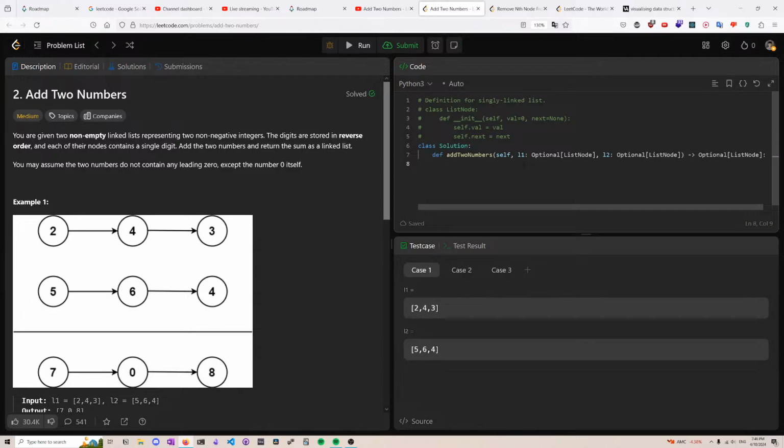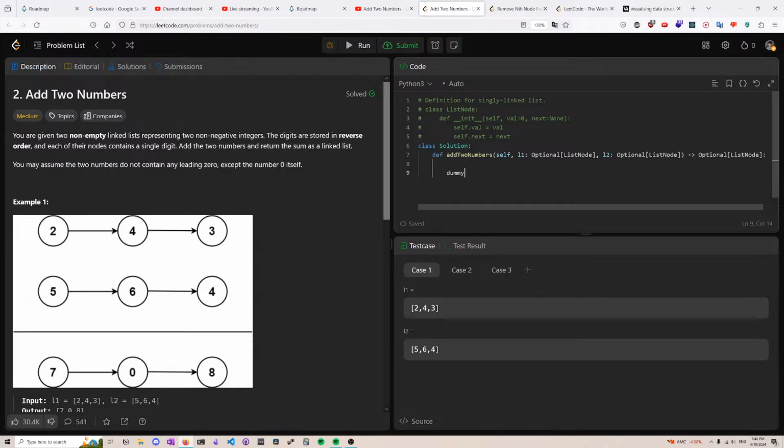Digits are stored in reverse order. Each of the nodes adds the two numbers. Okay, I think yes. So yesterday I tried this problem. I tried to just update the longer one. That's not how you should do it. You should create a new linked list. So let's do that.